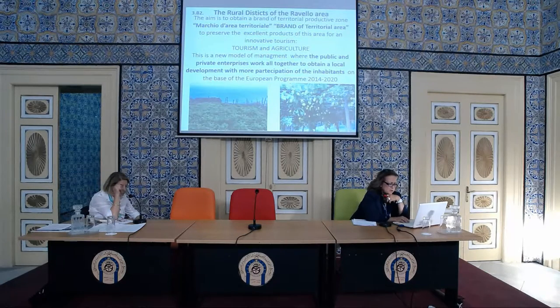2014-2020. Principally it is the lemon. The lemon is a very strong brand in the Costa Amalfitana. This is il fuso dei limoni.